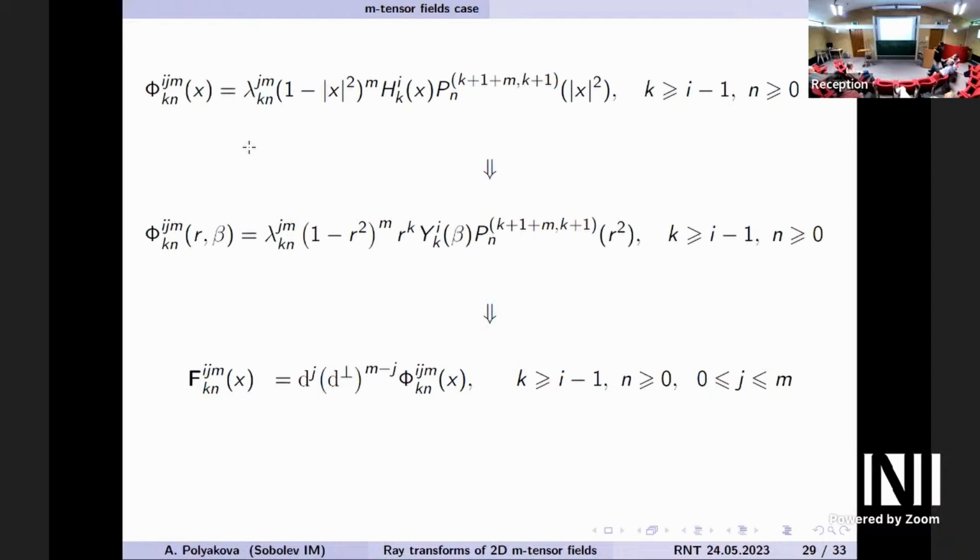On the basis of the potentials, we construct the basis m-tensor fields, applying the operators d and d perp. Here you can see that this potential and its derivatives will be equal to zero on the boundary, but the field which we get is not equal to zero on the boundary. After construction of these basis fields, we need to prove their orthogonality, and after this, normalizing is easy. But proving orthogonality is not easy. It was the hardest part of the construction of the singular value decomposition. For the two-dimensional case it's not so hard, but for the three-dimensional case, for a 2-tensor field, it took 5 years.